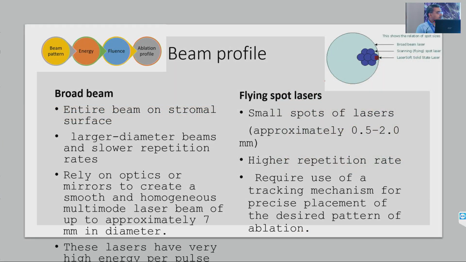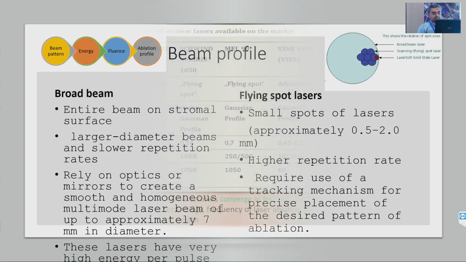The beam profile, I'm absolutely sorry, the slide formatting is completely changed. Beam profile, there are 2 types: broad beam and flying spot lasers. The broad beam was used in earlier machines. Nowadays, we have the flying spot lasers. These are small spots of laser with high repetition rate that randomly cross across the various areas of the cornea that is to be ablated.